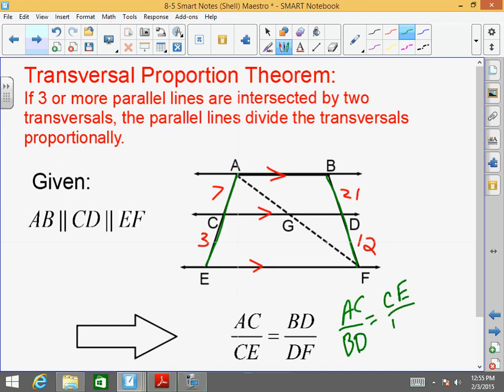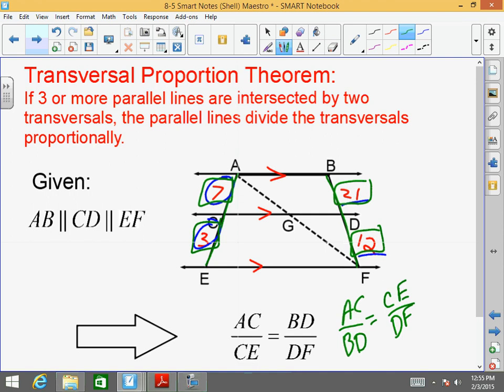Just remember to start with the same side always. So for example, if I'm going AC to CE, that's it. That side went bye-bye, but I went large to small. So now you have to set it equal to 21 to 12, large to small. If I go from large to large on opposite sides, then I have to go small to small on opposite sides, starting with the first side you started with.